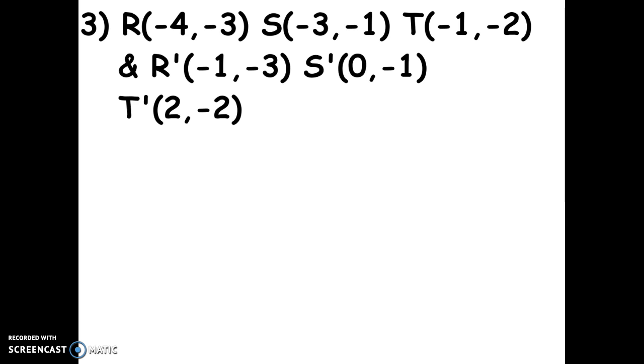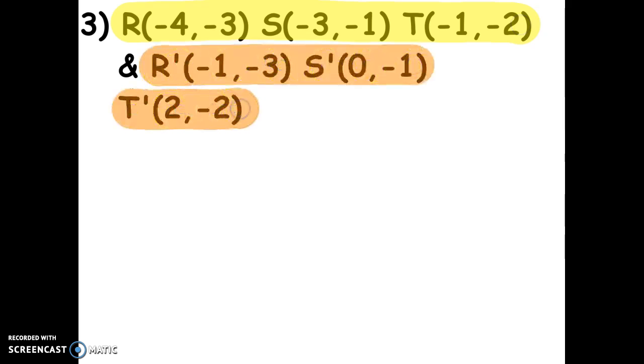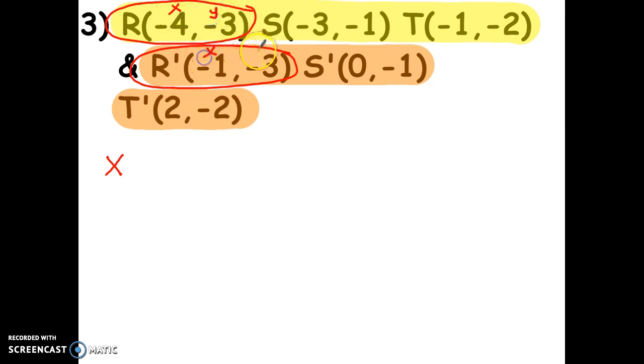All right, and our last example, here are our pre-image ordered pairs. Here are our image ordered pairs. Remember to choose one of the vertices. All right, so let's look at our X values first. I forgot to label them for those who may need that. XY, XY. So for the X's, we have -1 minus -4. That becomes plus. -1 plus 4 is 3. That's a +3, so that will be X plus 3.